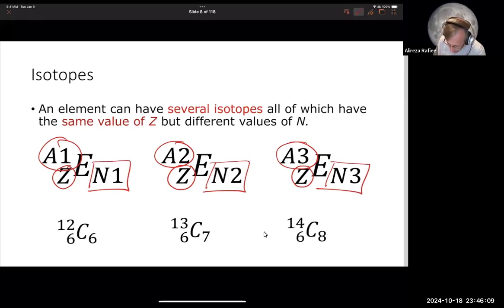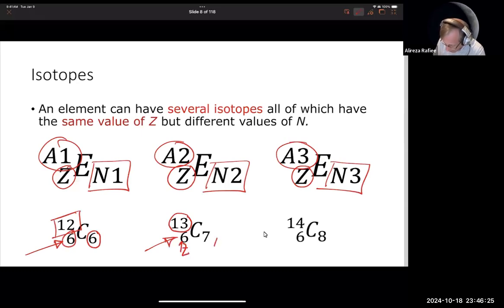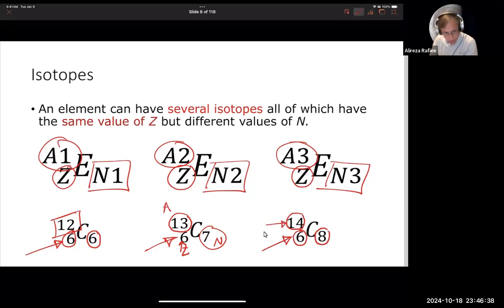So here's carbon. This is referred to as carbon 12. It has six protons, 6 neutrons, and the mass number is 12. This one is referred to as carbon 13. So the mass number is 13, but the number of protons, Z, is 6, the number of neutrons is 7, and the total, the number of protons and neutrons together, is 13. This is called carbon 14, which has 6 protons, 8 neutrons, and the total number of nucleons is 14.